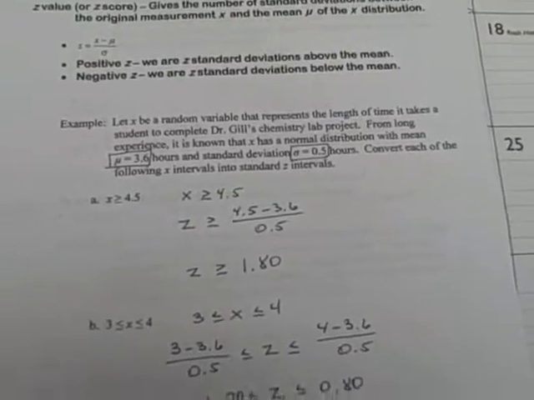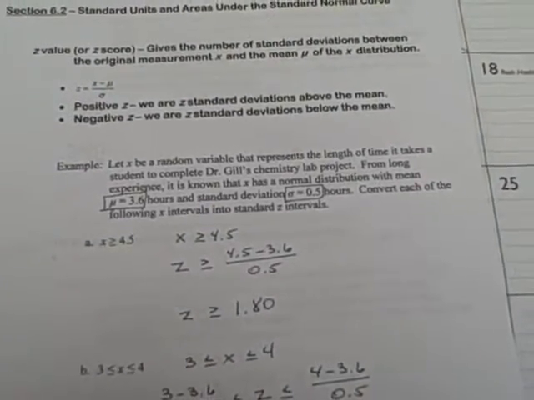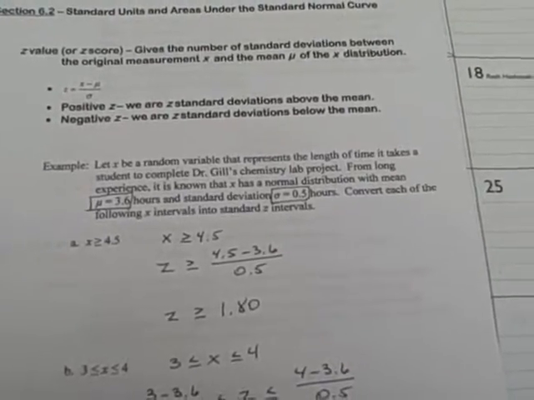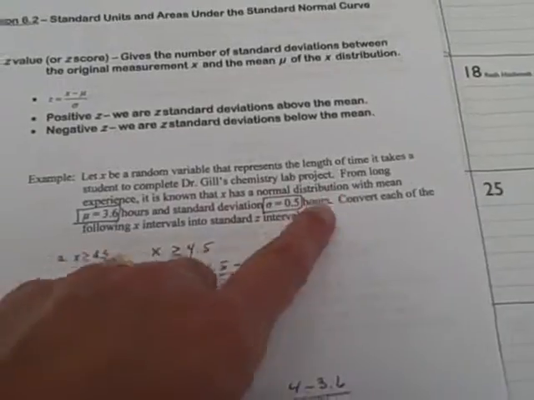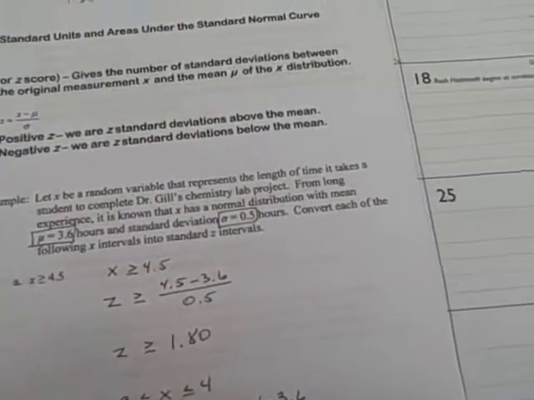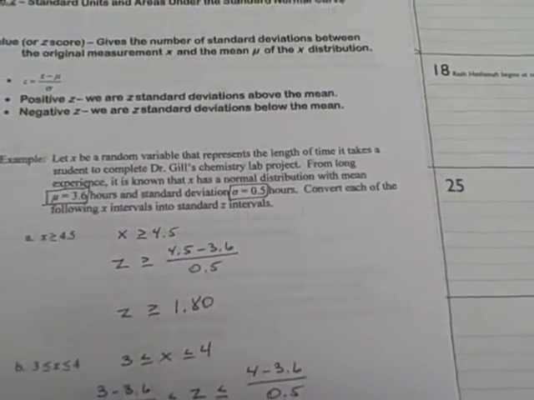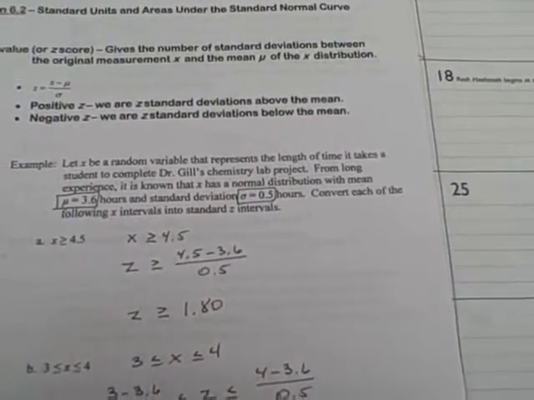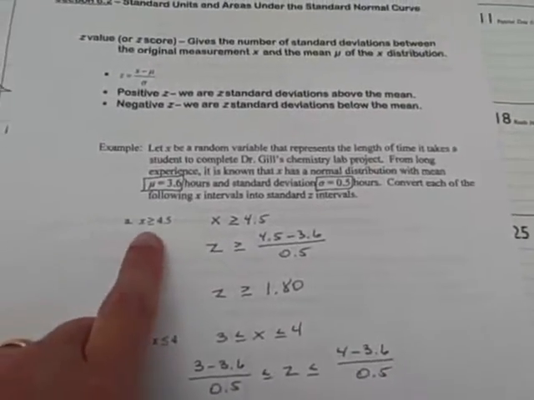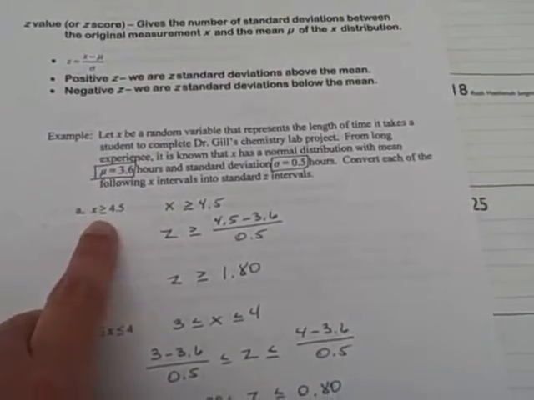Let x be a random variable that represents the length of time it takes a student to complete Dr. Gill's chemistry lab project. From long experience, it is known that x has a normal distribution with mean mu equals 3.6 hours and a standard deviation sigma equals 0.5 hours. Convert each of the following x intervals into standard z intervals. So we have x is greater than or equal to 4.5.